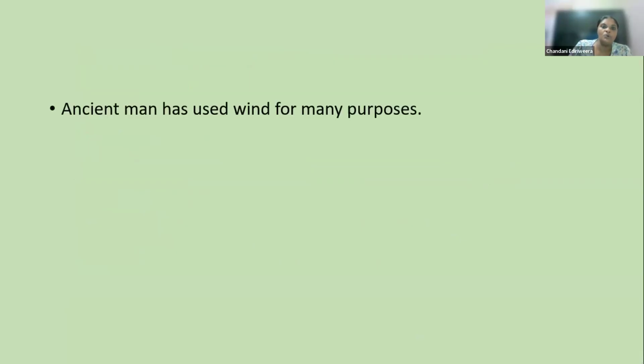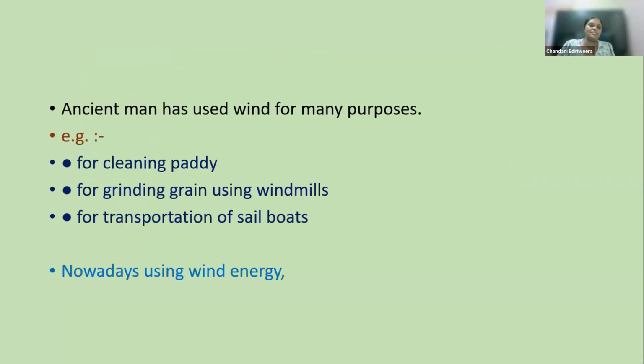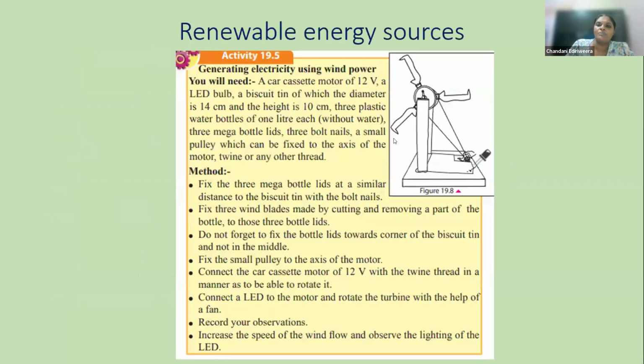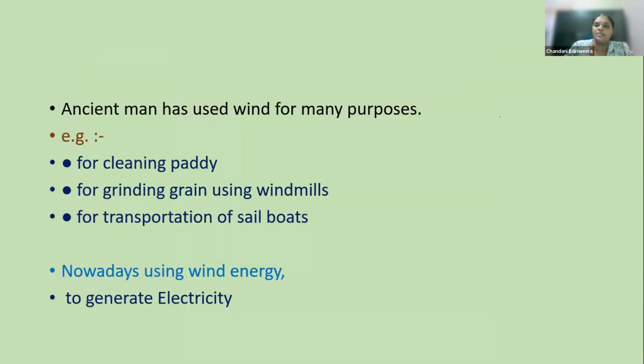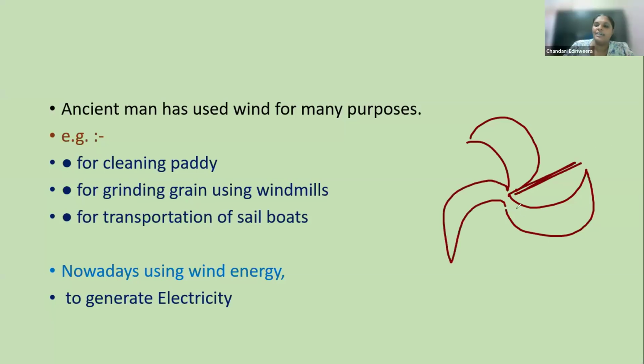The ancient people used wind power in windmills for cleaning paddy and grinding grains, and for the transportation of sailboats. Nowadays, people use wind energy to generate electricity. For that, there is a small windmill with a turbine connected to a dynamo here. It's called a windmill, right? The windmill here is for grinding grains.